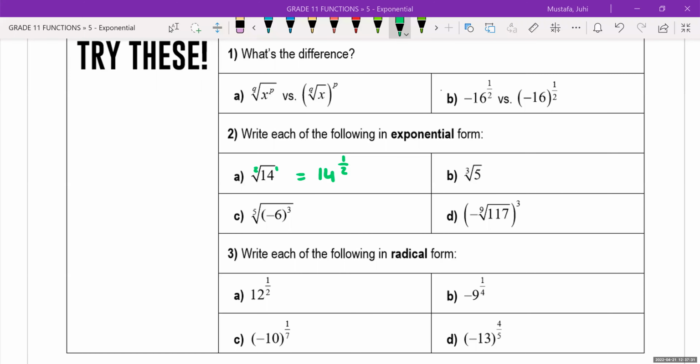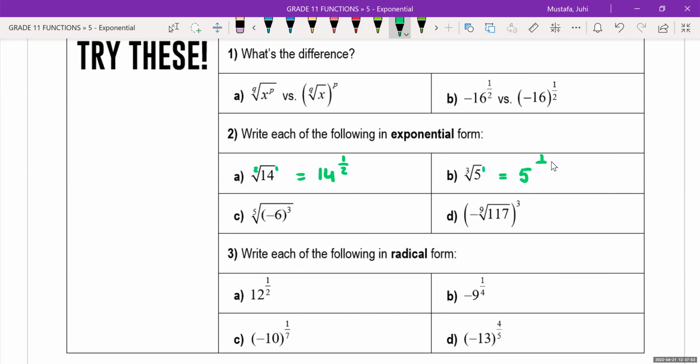Okay, so for question B, we have an index of 3, and if there's no exponent written, we assume it's a 1, like 5 to the power of 1 is the same as just 5. And so when we rewrite that, the base is going to be a 5. What do you think our exponent is going to be? 1 over 3. Good.